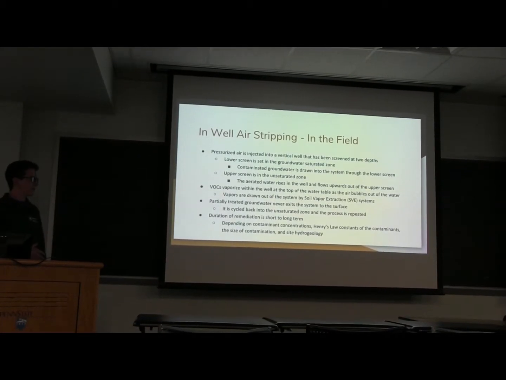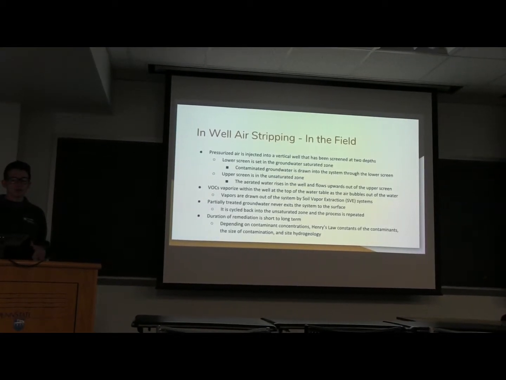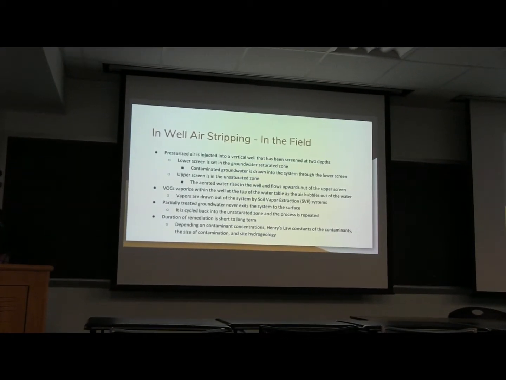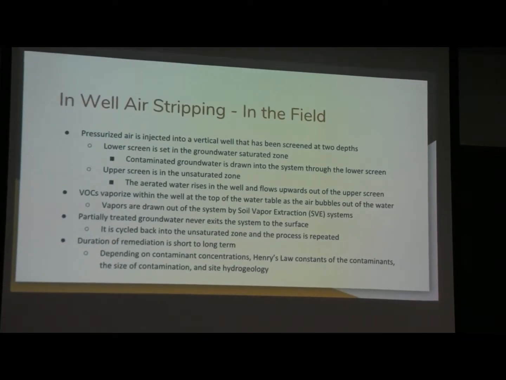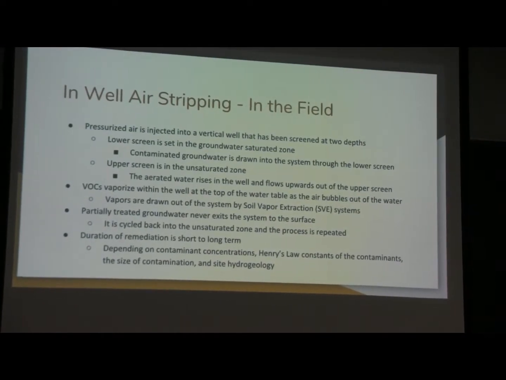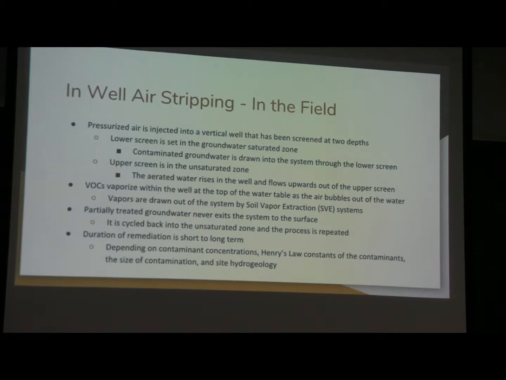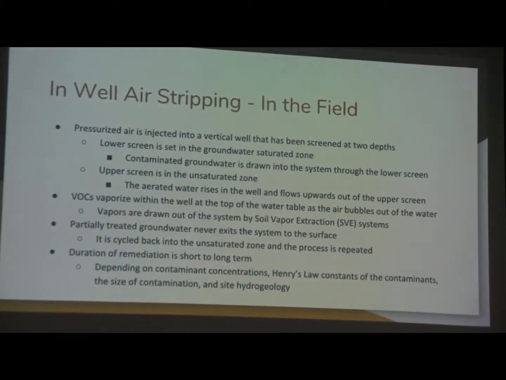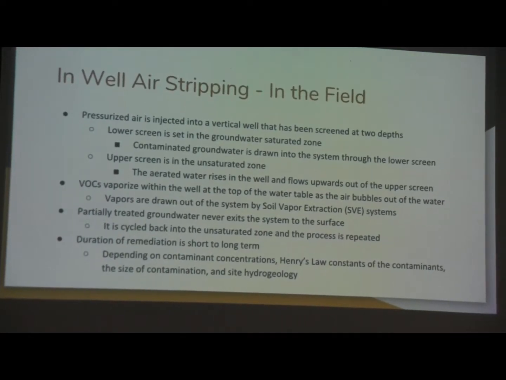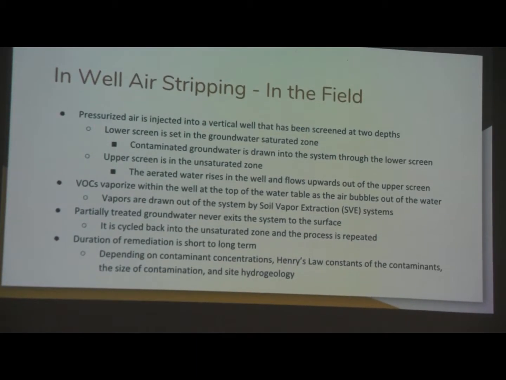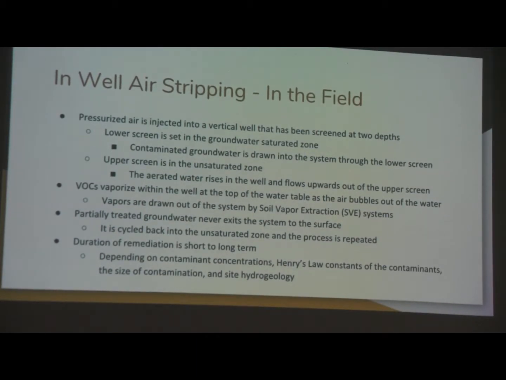So to start, we have the most basic one, and that's just in-well air stripping. Pressurized air is injected through a vertical well that's been screened at 2 depths, and the lower screen is submerged in the groundwater, so it's in the saturated zone, while the upper screen is in the vadose zone. As the air exits the bottom screen, the groundwater is going to get drawn into the well, and as it goes back up, the groundwater is going to be aerated, and that's going to extract and volatilize, or vaporize, sorry, those VOCs.